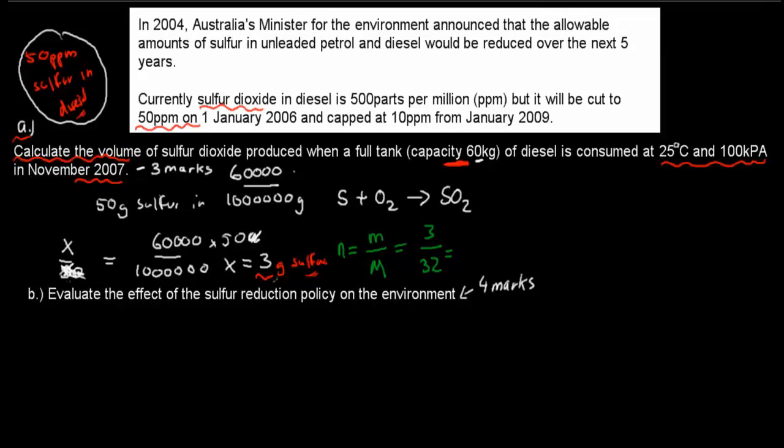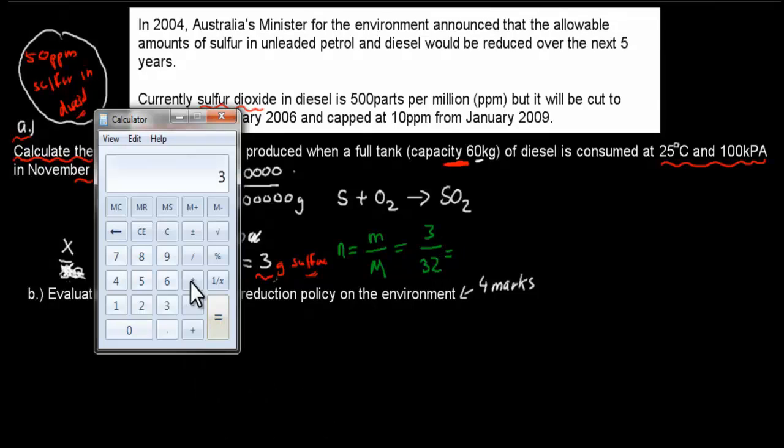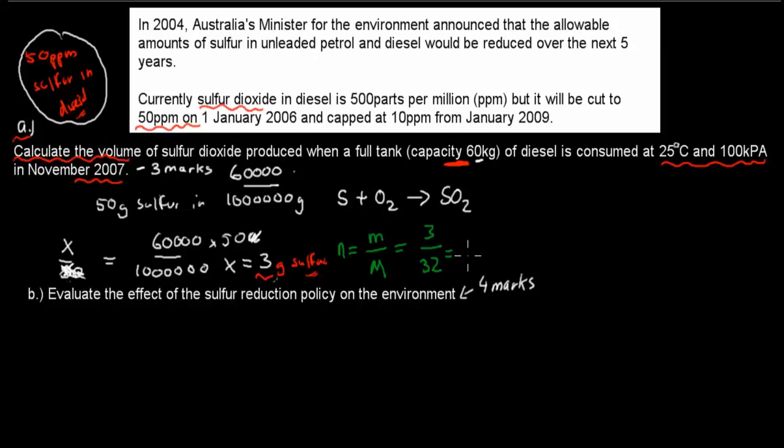So the moles of sulfur we have equals 3 divided by 32, which equals 0.093 moles. So now we've got the moles, and because 1 mole of sulfur goes into 1 mole of sulfur dioxide, we know that 1 mole of this equals 1 mole of this. So if we have 0.093 moles of sulfur, we also have 0.093 moles of sulfur dioxide, because of Avogadro's law, the amounts of moles are equal.